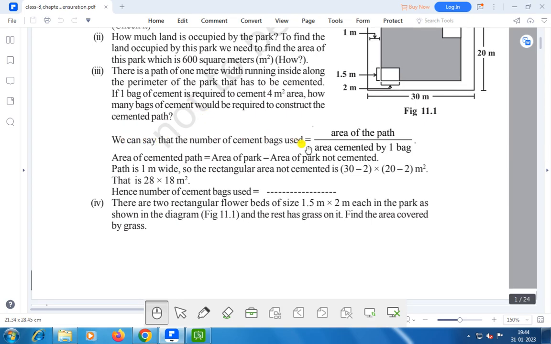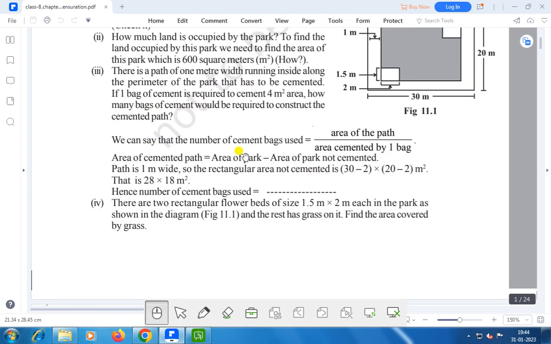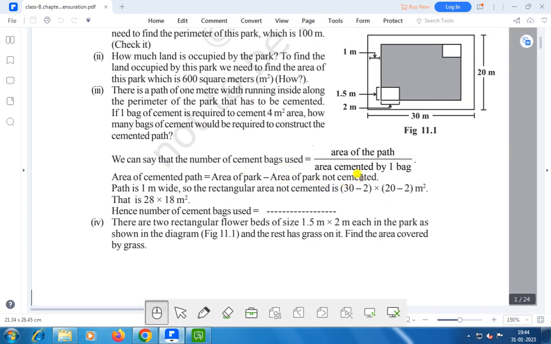We can say the number of cement bags used will be area of path divided by area cemented by 1 bag. Area of cemented path equals area of park minus area of park not cemented. Path of 1 meter width, so the rectangular area not cemented will be 30 minus 2 into 20 minus 2, that is 28 into 18 meter square. Hence the number of bags used will be this area divided by area of 1 bag, that is divided by 4, right?